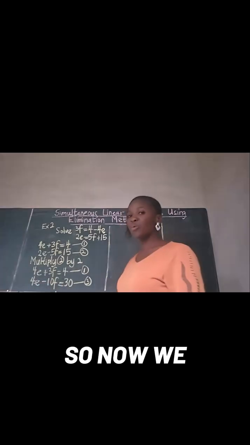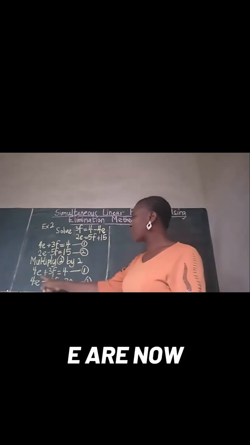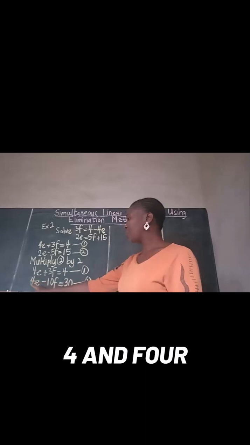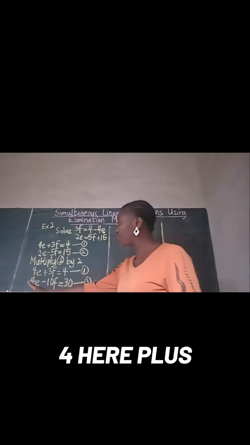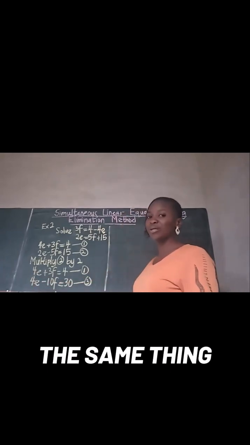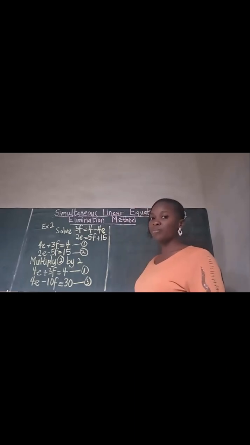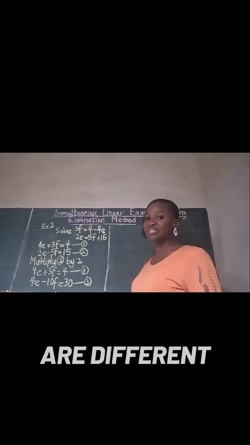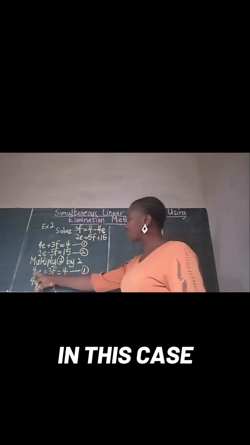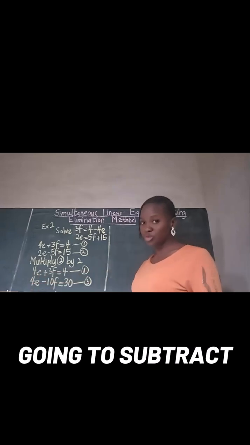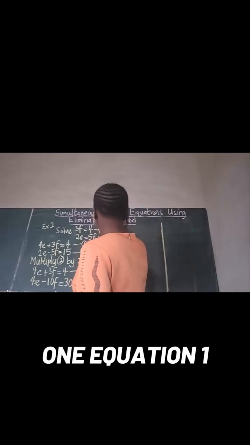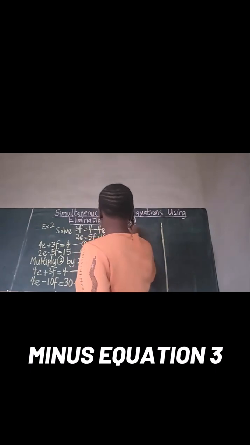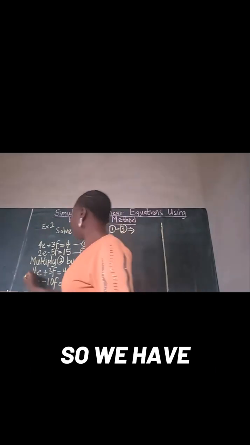So now we can see that the coefficients of E are now the same, 4 and 4. And 4 is the same as plus 4. So that's plus 4 here, plus 4 here. The signs are the same. Don't forget, when the signs are the same, we subtract. But when the signs are different, we add. So in this case, we are going to subtract. So you have equation 1 minus equation 3. So we have minus here.